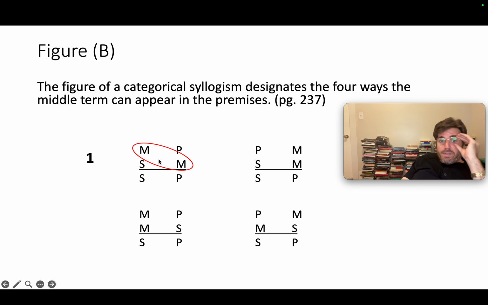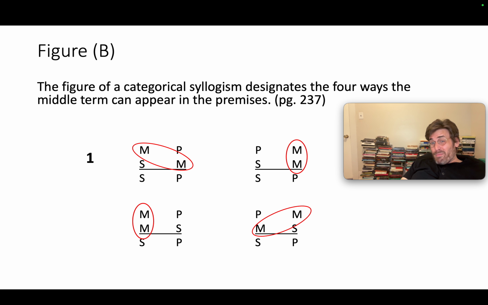The first way in which the figure can arrange the middle term is like this. We can have a major premise where the middle term appears in the subject position, and then in the minor premise, that middle term appears as the predicate term. In figure 2, we have the middle term appearing in the predicate position in both the major and minor premise. And in figure 3, we have the middle term appearing as the subject term in both the major and the minor premise. And then we have in figure 4, the middle term appearing as the predicate term in the major premise and the subject term in the minor premise.